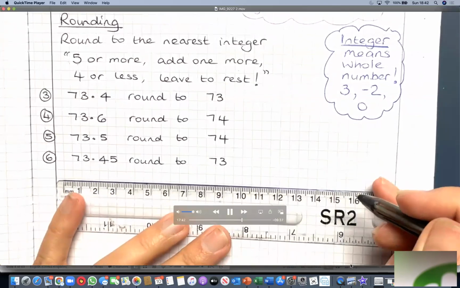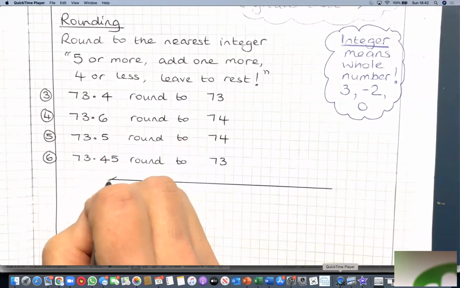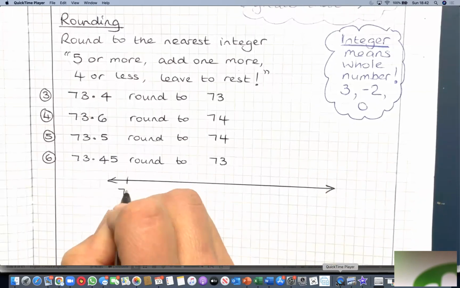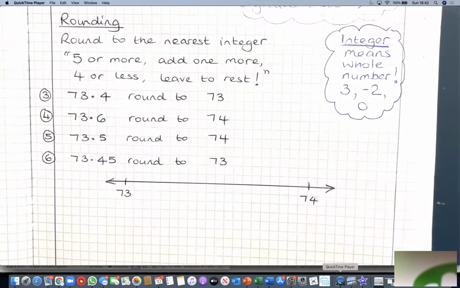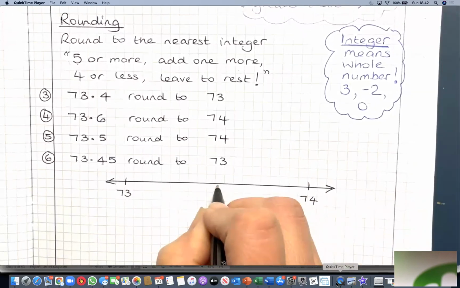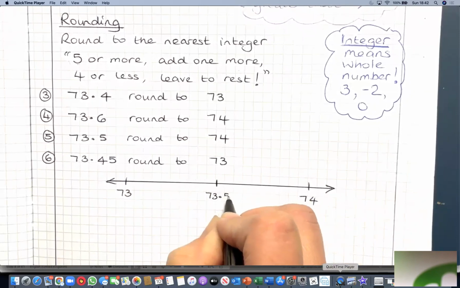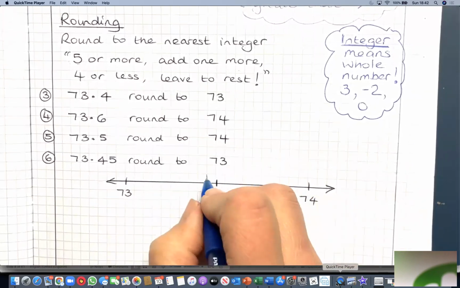Now, the other thing that you can do is you can use a number line again. It doesn't need to be drawn to scale. It doesn't have to start at 0. My number line is going to start at 73 and go to 74. And approximately in the middle, which I'm guessing is about here, I'm going to put 73.5. Now, visually, that's a really helpful way of seeing that 73.4 is here.